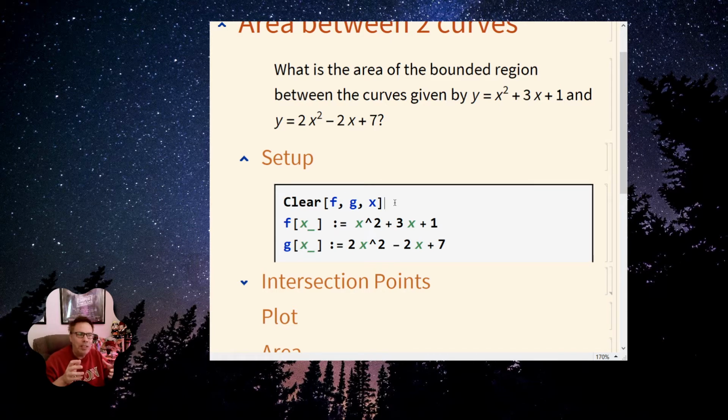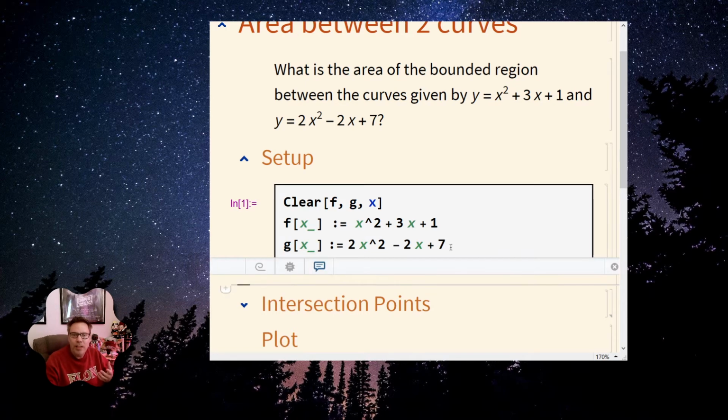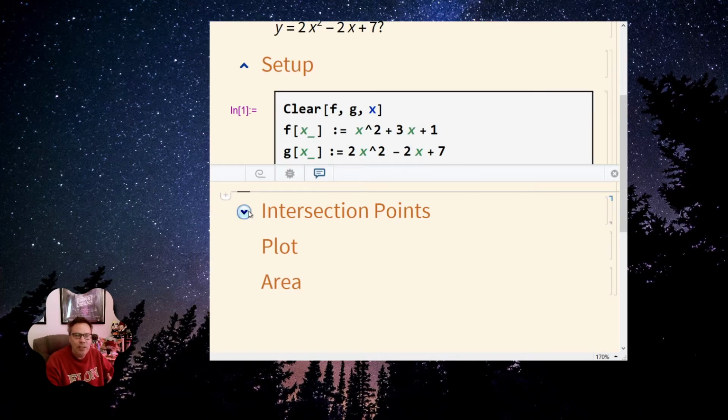Now, is it possible that these parabolas only intersect at one place? Maybe never. And if they only intersect at one or no places, then I won't have a bounded region. So I want to actually figure out if I have intersection points here. So the first thing I'll do is evaluate these and find the intersection points.